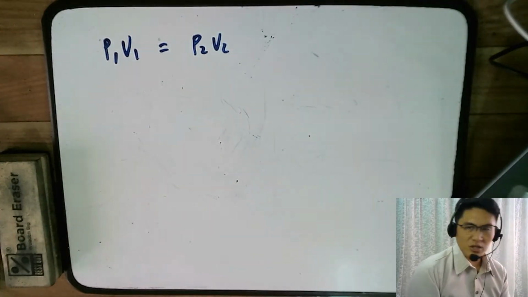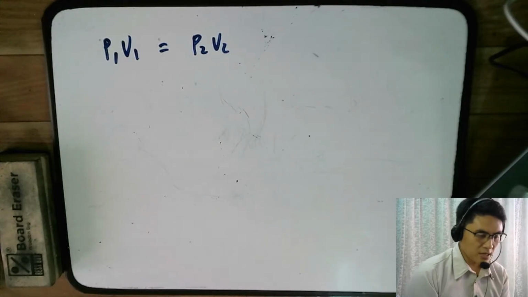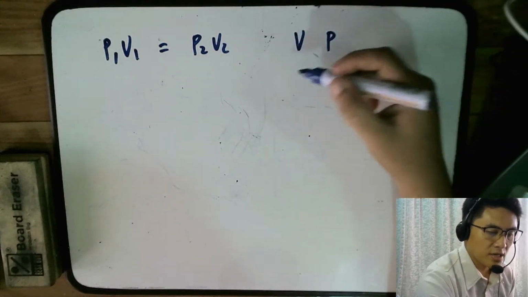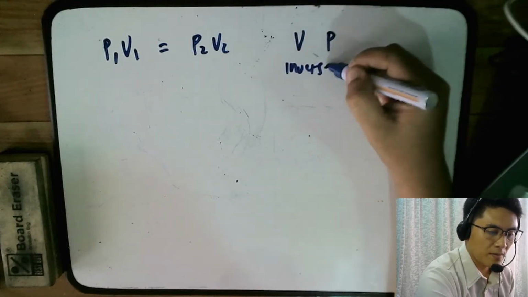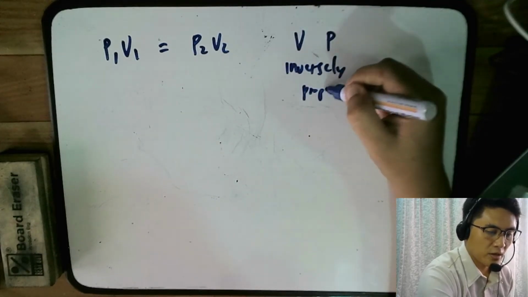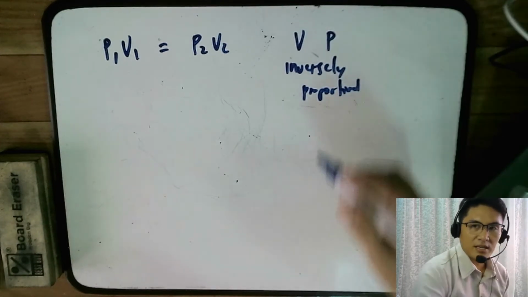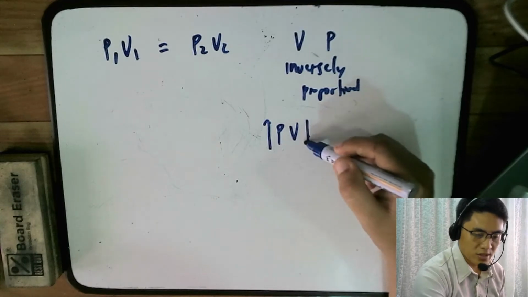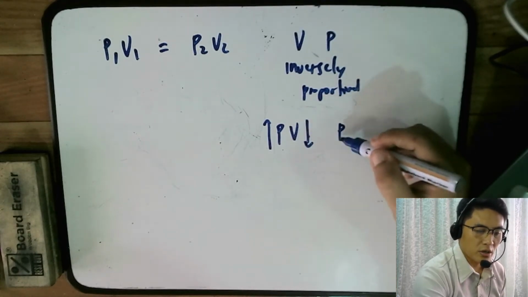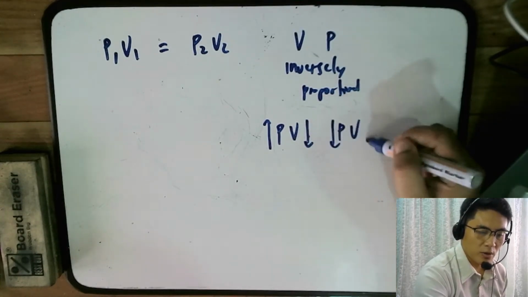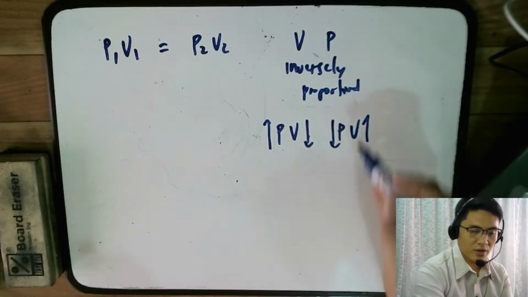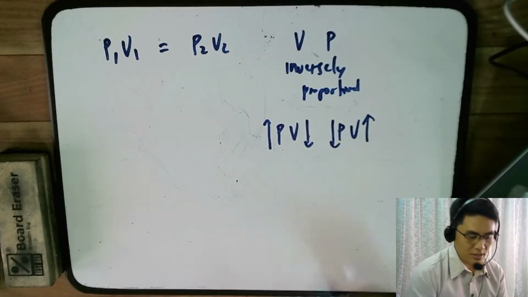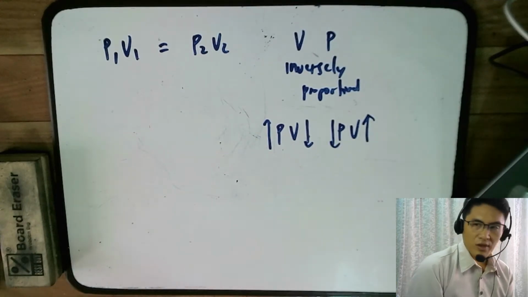So the intuition here is very simple. Please take note that V and P here are inversely proportional. What that means is that when pressure goes up, volume goes down, and when pressure goes down, volume goes up. So their relationship is kind of inverse. When this increases, that decreases. When this decreases, that increases. That is really the only thing that you have to know.